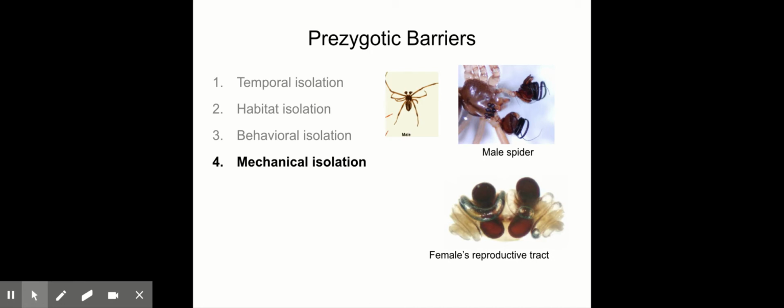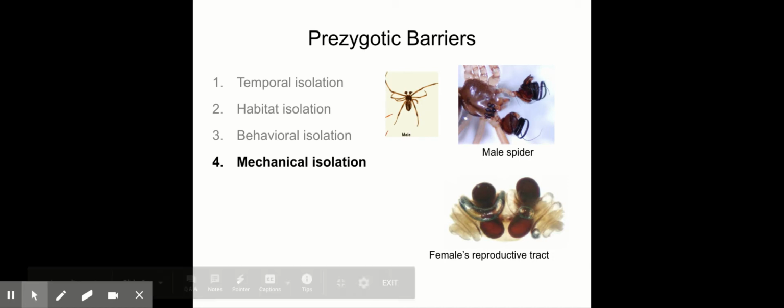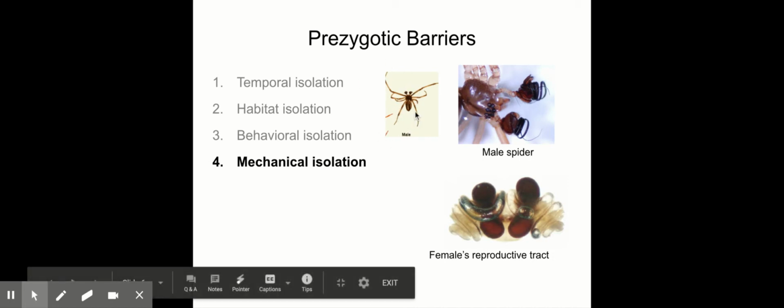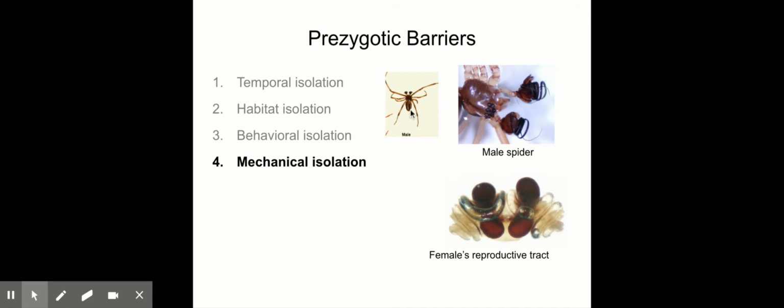Spiders are actually a really good example of a group that uses mechanical isolation. Here, you can see this is a male spider, and often the males are a lot smaller than the females. This male spider has 8 legs, 4 on each side. But you might notice up here at the front of its body, there is another pair of appendages, and these are called pedipalps. In females and males, they're used to sense their environment. But in males, they are also used for sperm transfer.